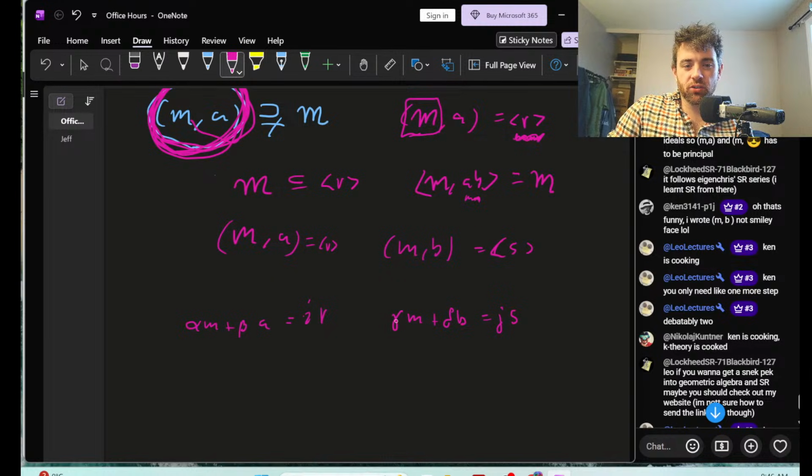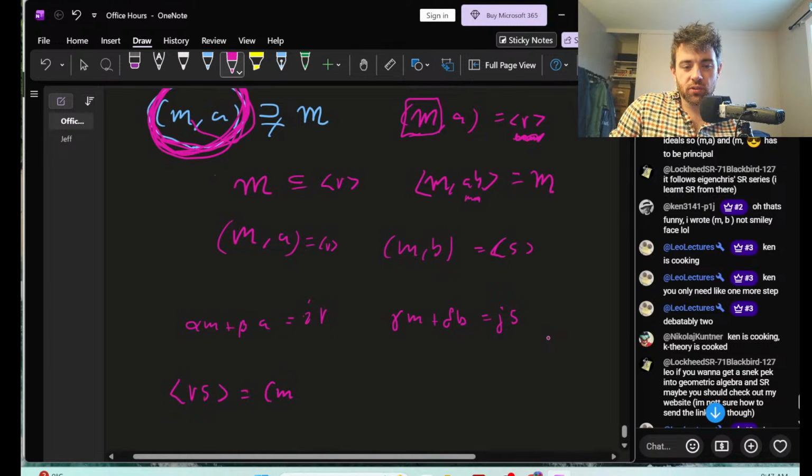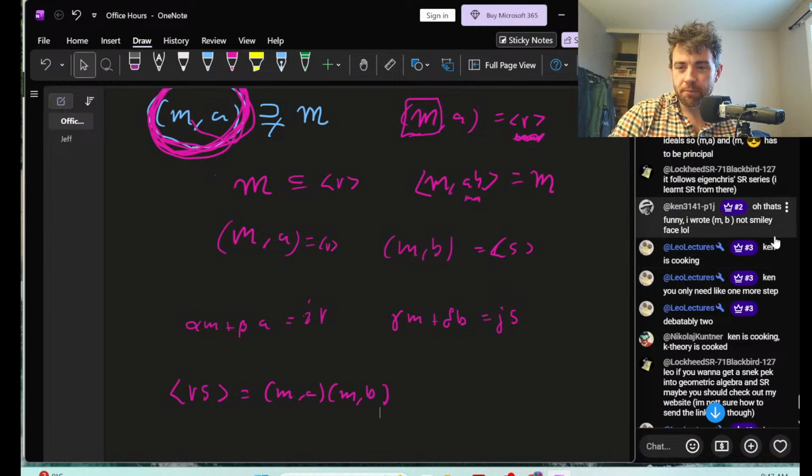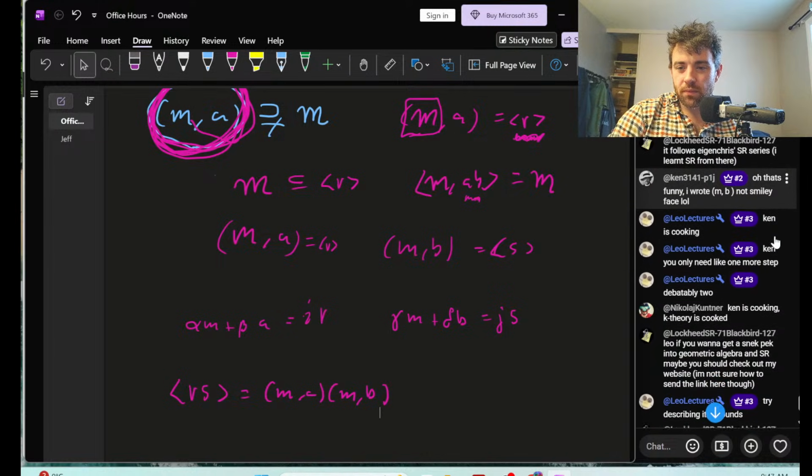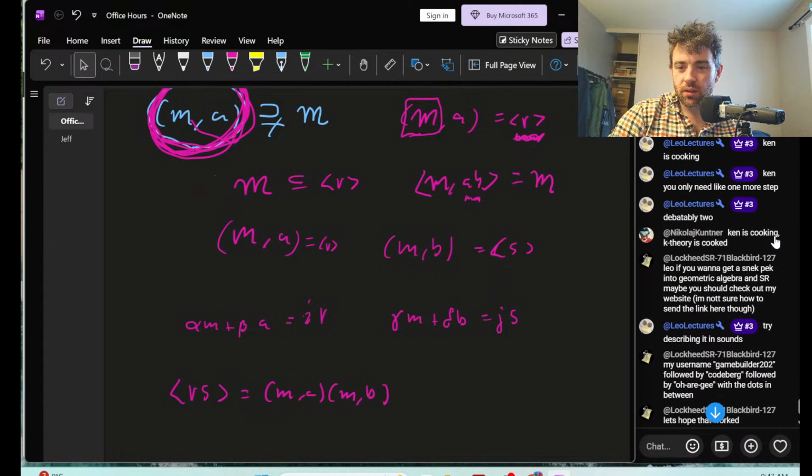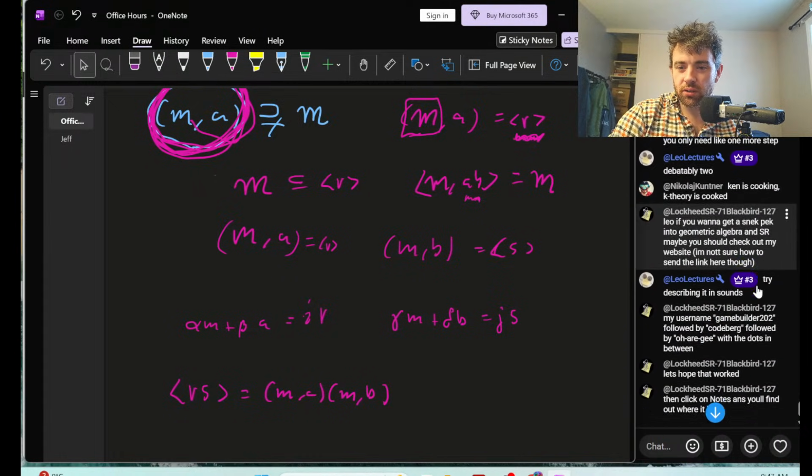But AB is in both the ideal generated by A and the ideal generated by B. I feel like we're close, right? What if I took the product of these things? What if I took RS times MA MB? What if I took the product of those things? Debatably 2. Yeah, you guys are ahead of me here.